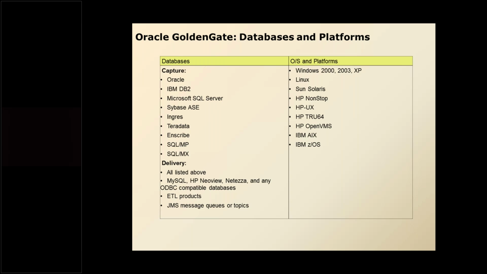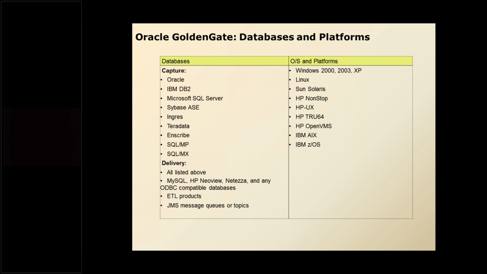So Goldengate allows capture and delivery from multiple databases and to multiple databases: Oracle, IBM DB2. So this is the list. In this list, you can add Informix database as well as NoSQL databases.